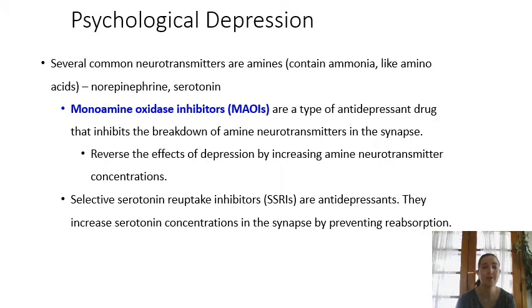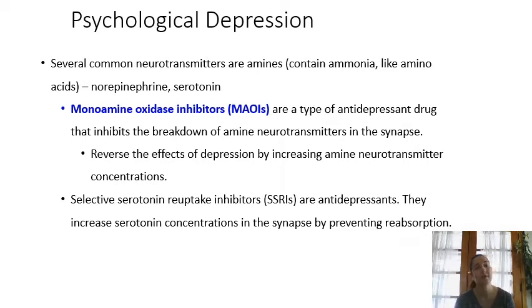Okay, so a lot of these neurotransmitters are small molecules called amines. Amines contain ammonia. They have a nitrogen component to them. So some of these amine neurotransmitters are going to be important for your psychological disposition. And you've probably heard of MAOIs before, or monoamine oxidase inhibitors.